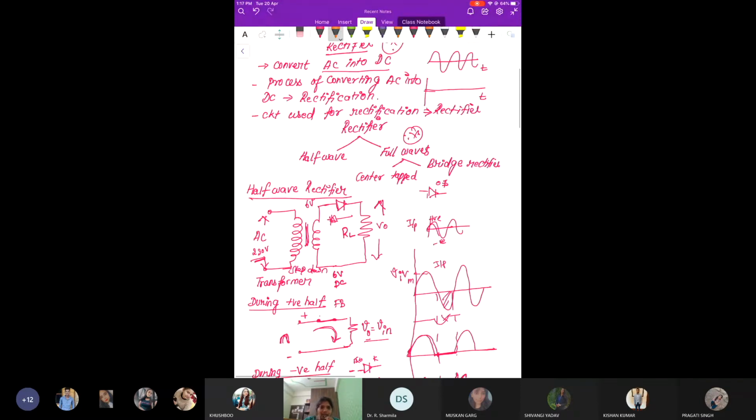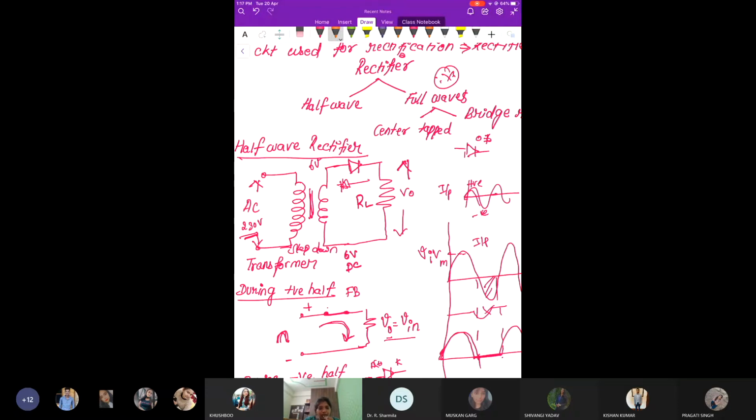What all do we need to use in a half wave rectifier circuit? One transformer. So the transformer we are using is a step down transformer, followed by a diode. So you know the operation of a diode. During forward bias, it acts as a closed switch. During reverse bias, it will act as an open switch.